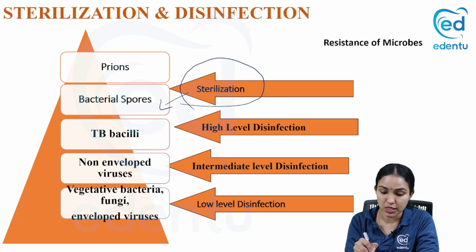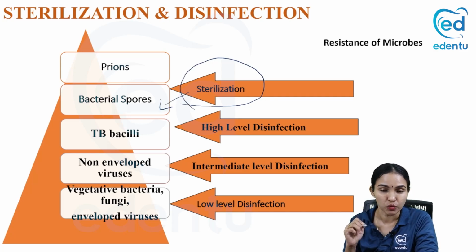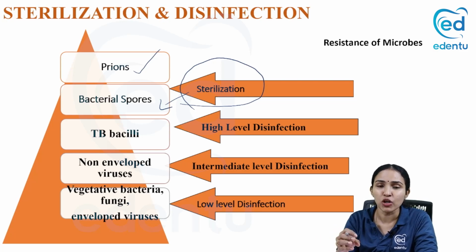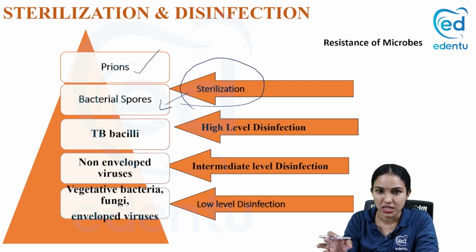They can destroy spores, S4S, that's how we remember, right? Sterilization can destroy spores. So the bacterial spore is supposed to be the most resistant form of microbe, but there is something else called prions, which you will learn later. Prions are actually even smaller than viruses. They just have a protein material. There is no nucleic acid. Infectious proteins are prions. They are highly resistant to all kinds of sterilization and disinfection methods.